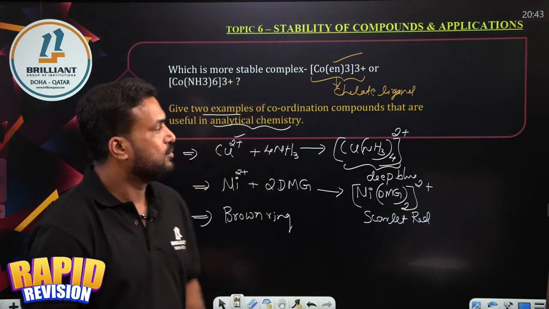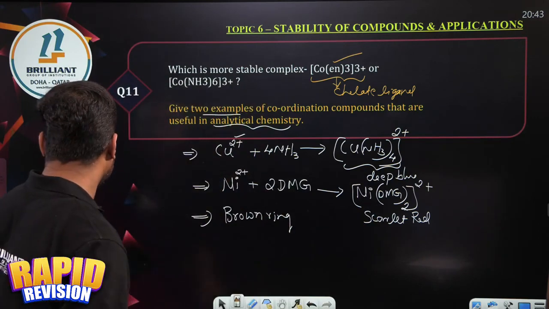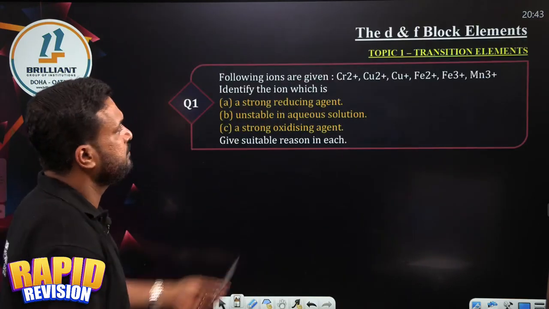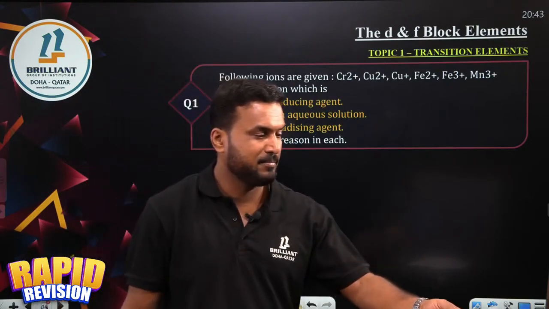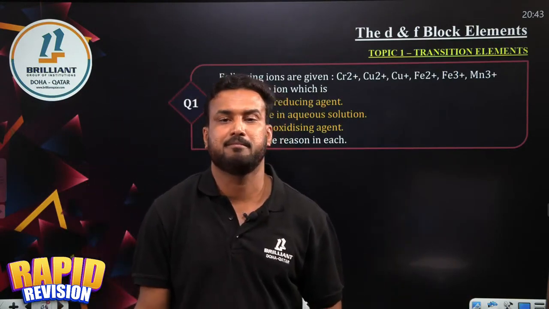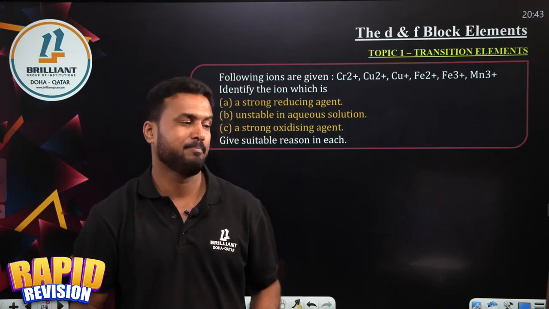So, now the questions from this chapter are over. Now we will go for D and F block elements. Yes, Arvind. Now it is D and F. Fine, so be ready.